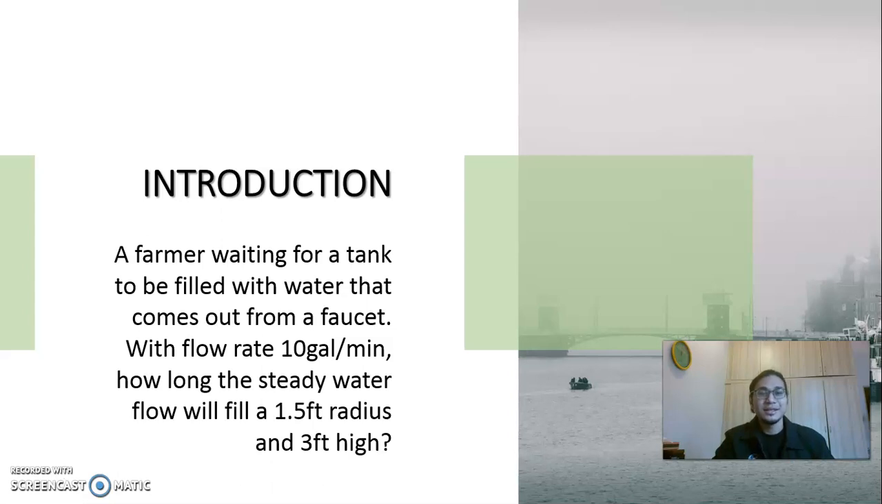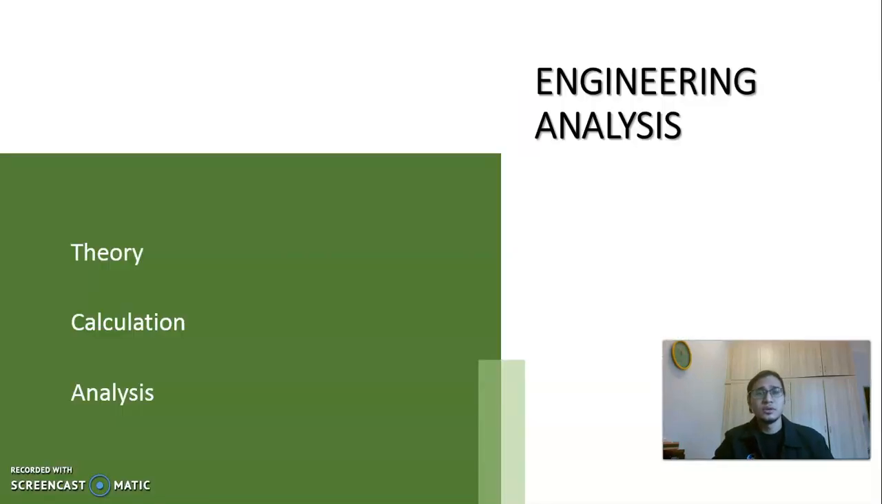This case study is about a farmer waiting for a tank to be filled with water that comes out from the faucet with a flow rate of 10 gallons per minute. How long will the steady water flow take to fill a tank of 1.5 feet radius and 3 feet height? It is a cylindrical tank. So I will continue with the engineering analysis for this case study.